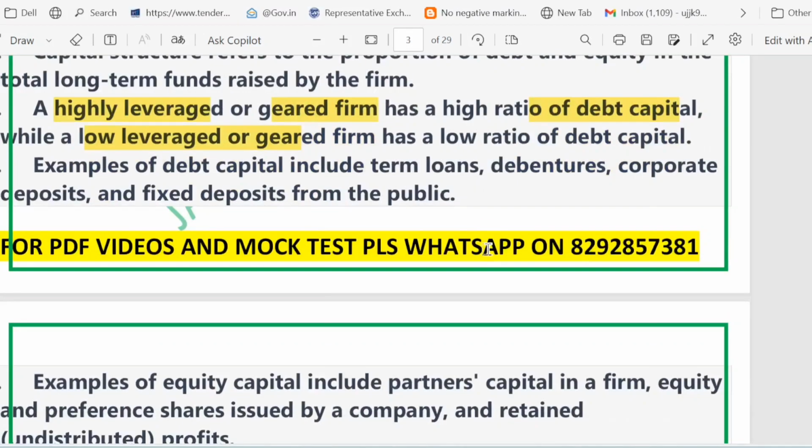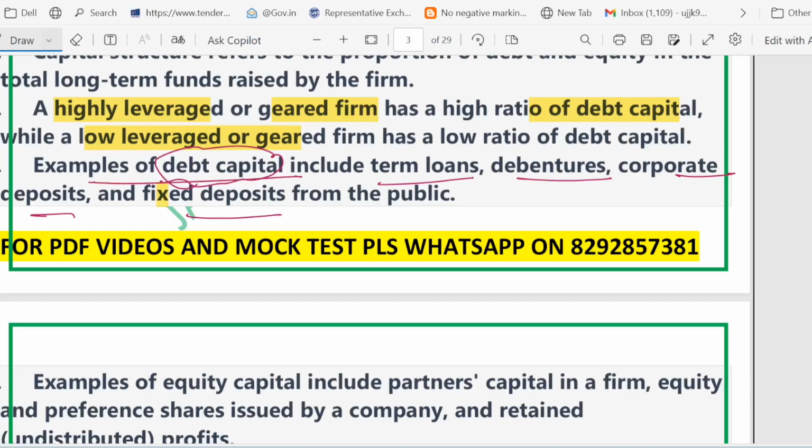Now the question is what counts as debt capital? So let's look at some examples of the debt capital. As you can see, these are the examples of debt capital, like term loan taken from a bank, debenture issued to investor, corporate deposit, fixed deposit collected from the public. These are the examples of debt capital.